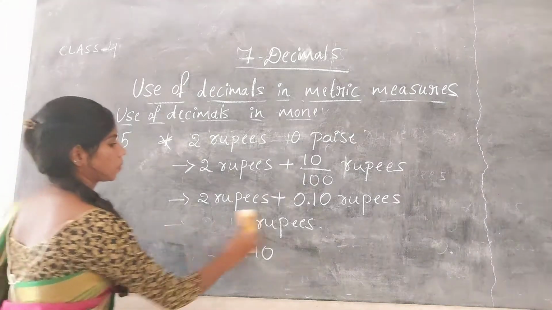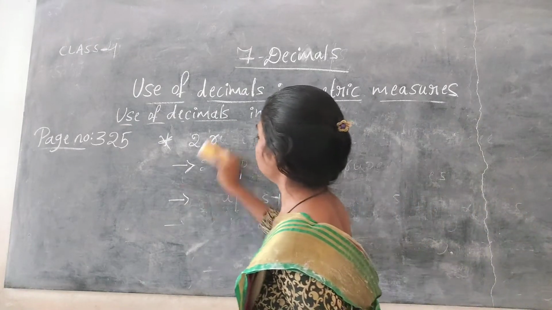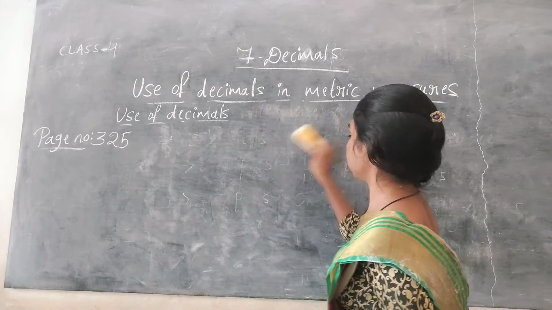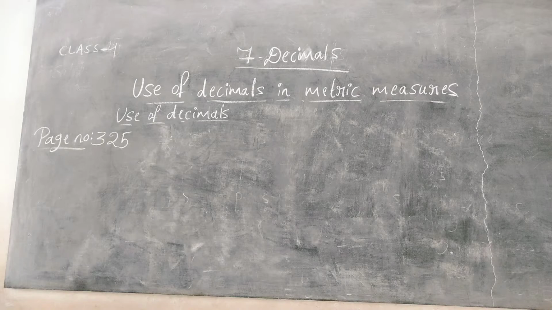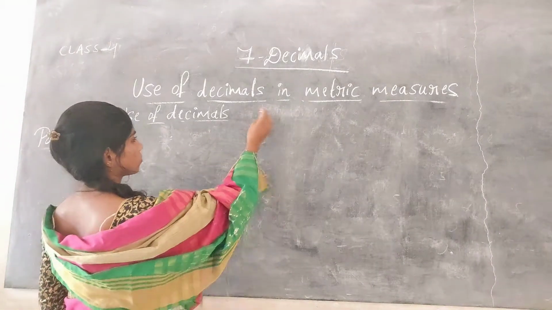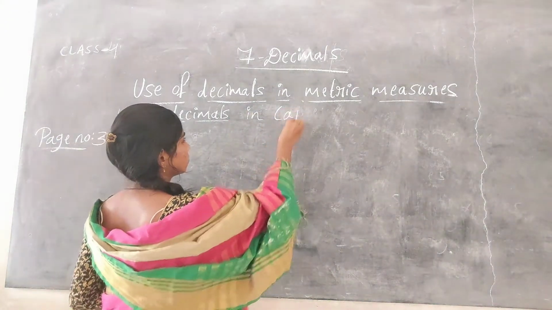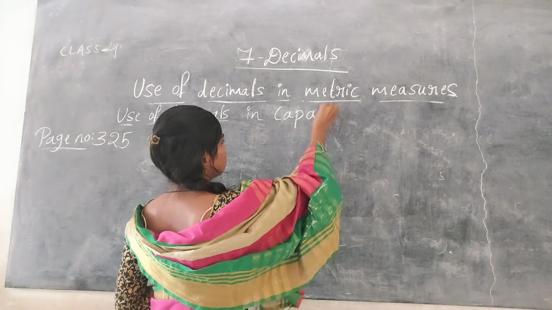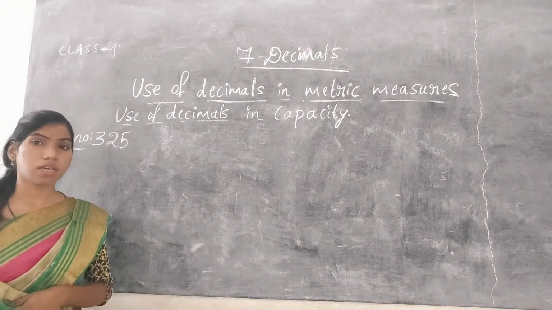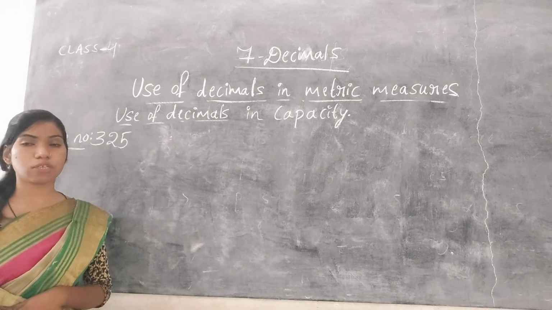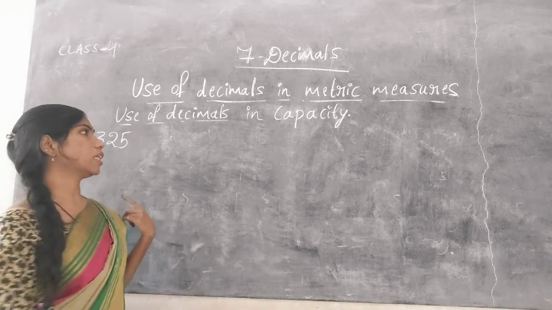Okay, next, the next topic is use of decimals in capacity. The capacity of water, and not only water, any liquid, is measured in liters and milliliters.